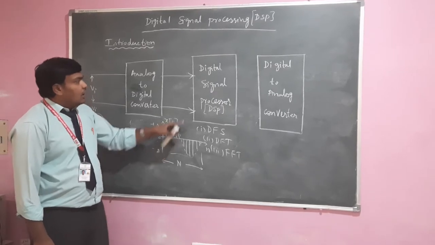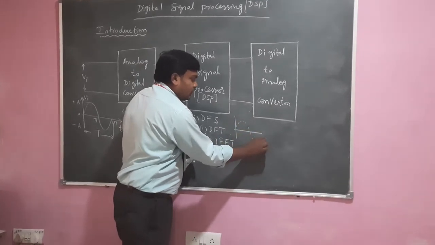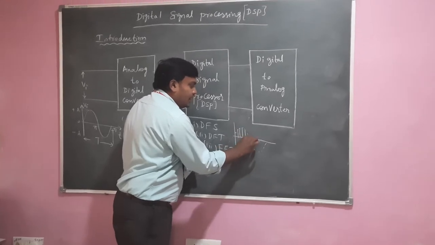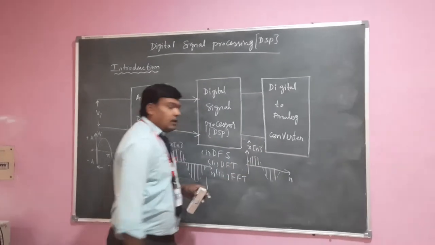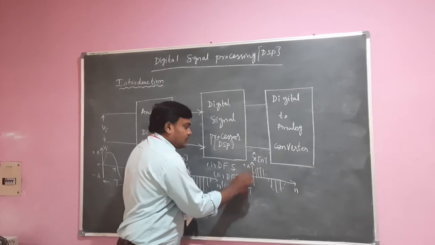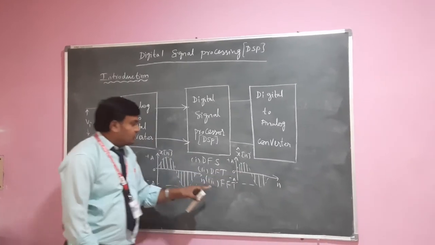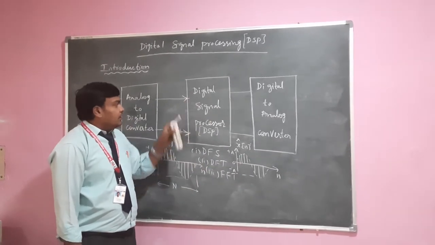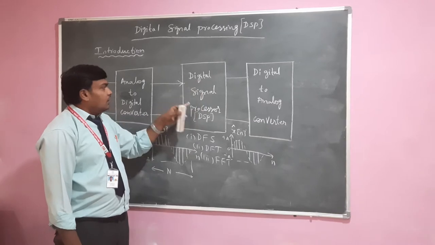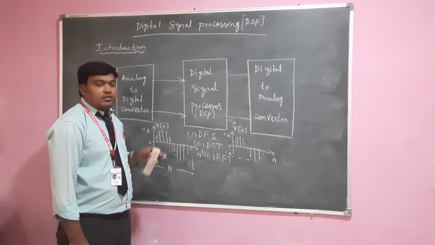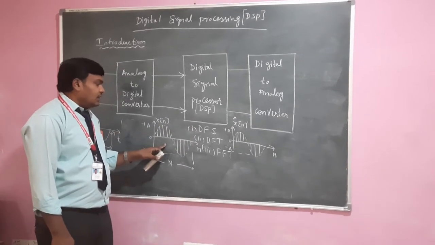After processing the digital signal, the output of this DSP processor is once again digital, an enhanced signal denoted by x cap of n, with positive amplitude, 0 and negative amplitude. This is the output of our DSP. We can apply many operations here, like addition and subtraction, like in a microprocessor. This is like a simple computer, so we apply many operations on the discrete time signal.